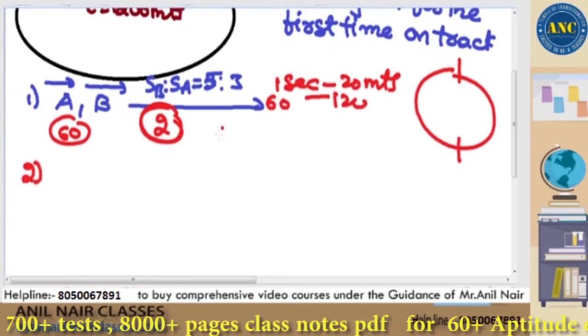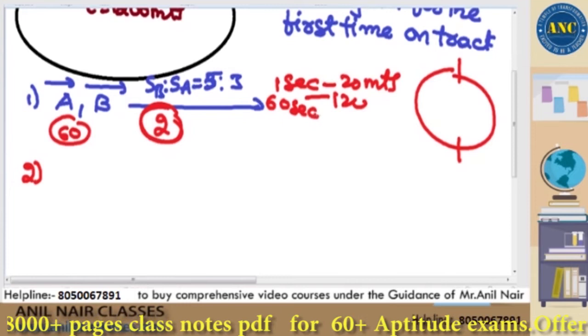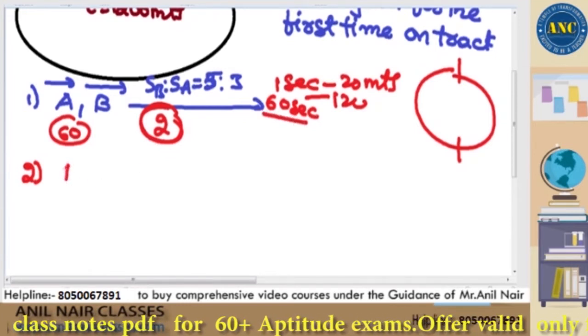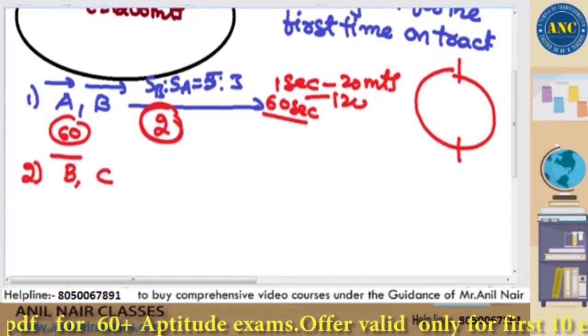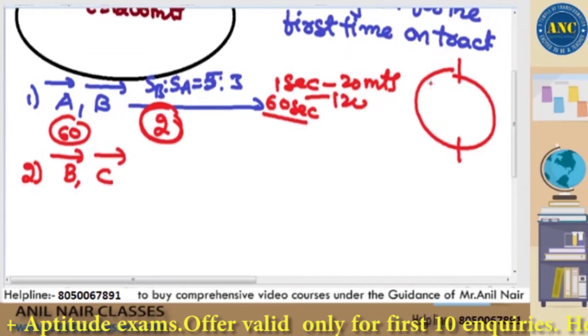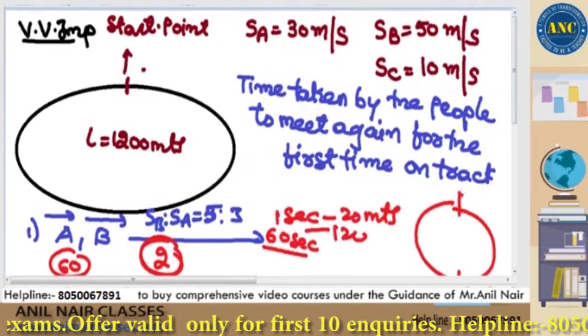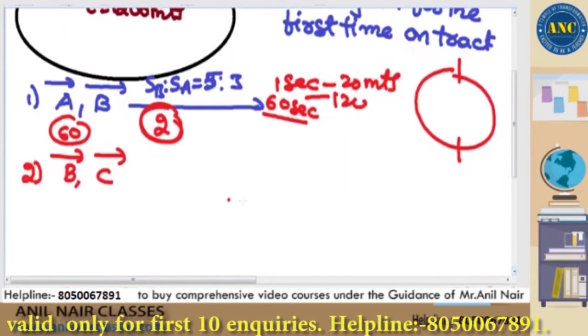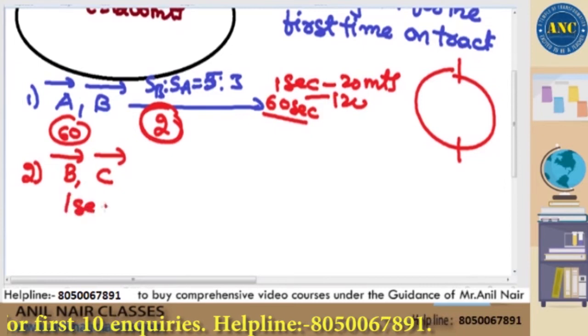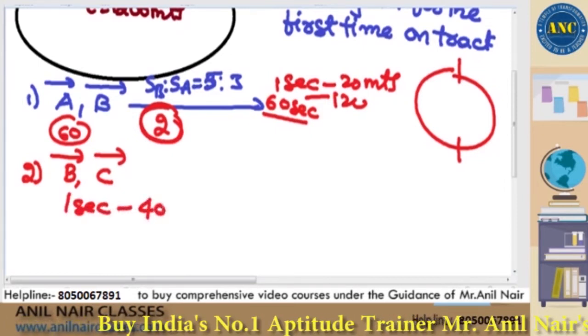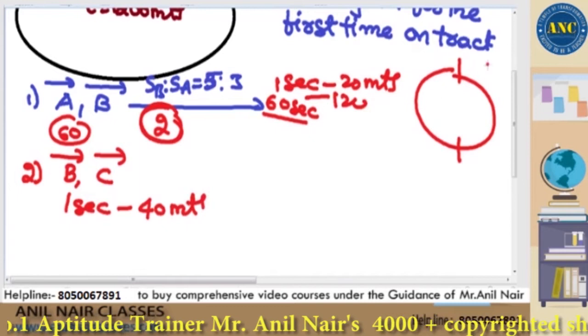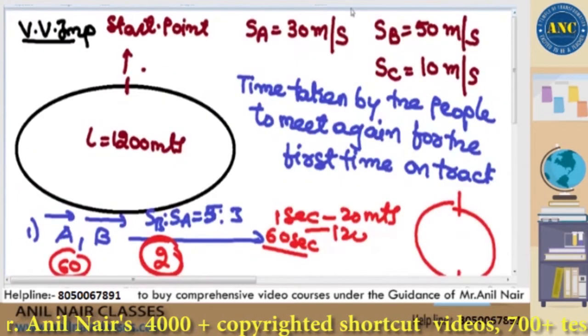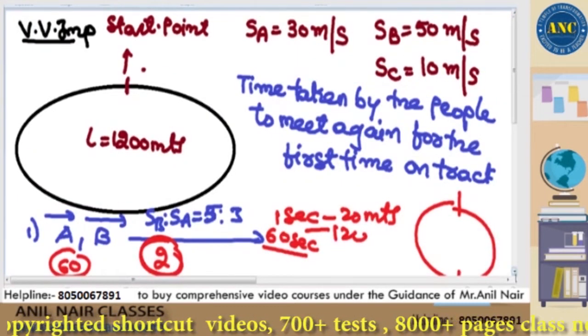Second question. Remember the time taken to meet is 60 seconds. If B and C are going in the same direction, after 1 second, B will take a lead of 40 meters because the speed of B is 50 meters and C is 10. Now this you should understand.